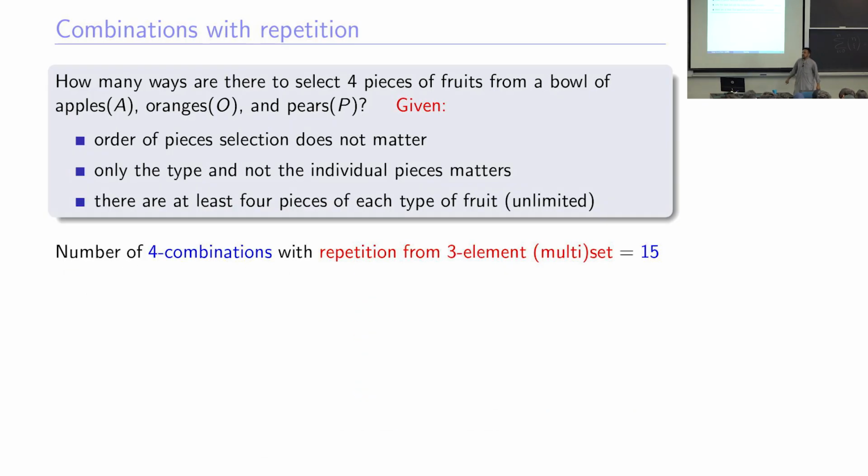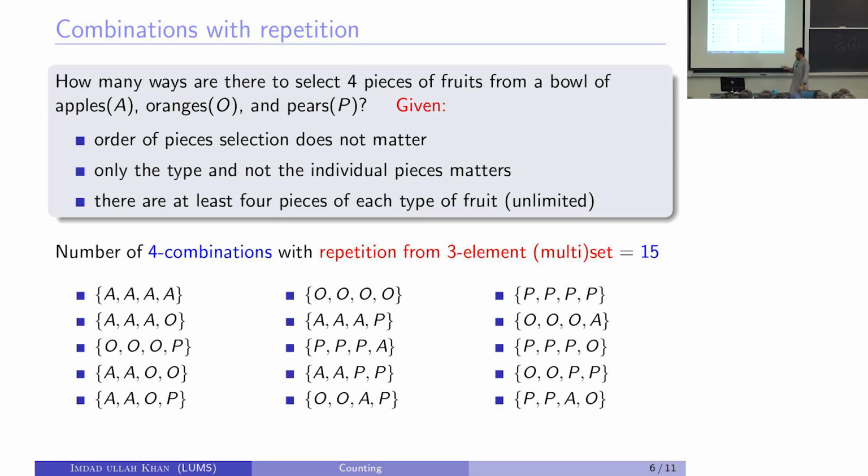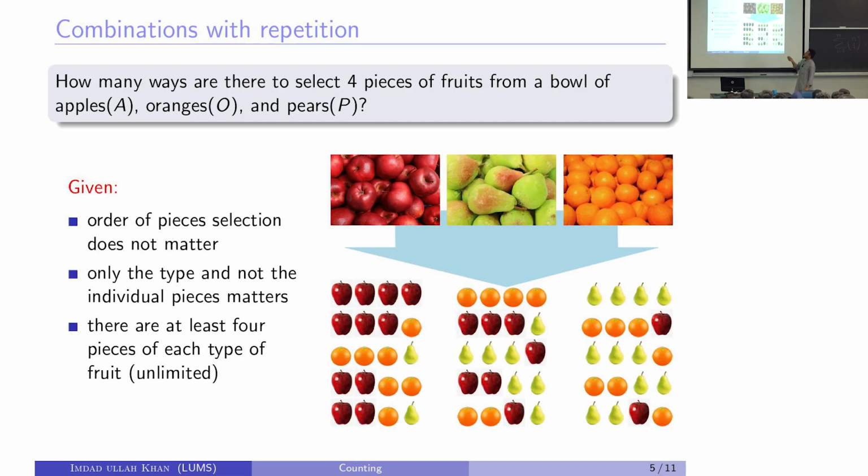Yes? This is called the number of 4 combinations with repetition. Previously we saw the number of r combinations with no repetition. Now it's r combinations with repetition out of n objects, but those objects now form a multi-set, so there is an infinite supply of each type of object. Is this clear? So this is the 3-element multi-set.